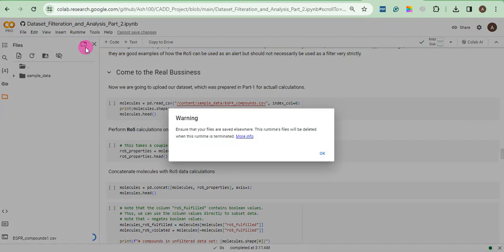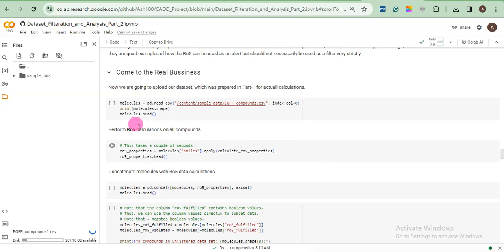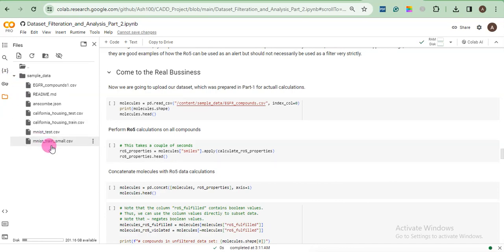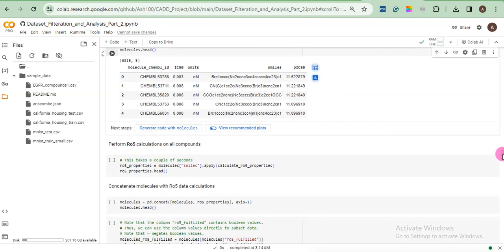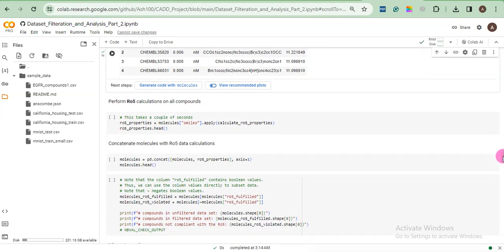and upload this data. Then once this circle is finished, it means the upload is complete. Now click here, this is your data. Click here, copy path, and in this section cleanly paste your data and run it. You will see your data prepared in part 1. If you have not run part 1, I am sorry, you will not have this kind of data, so you need to watch and run part 1.